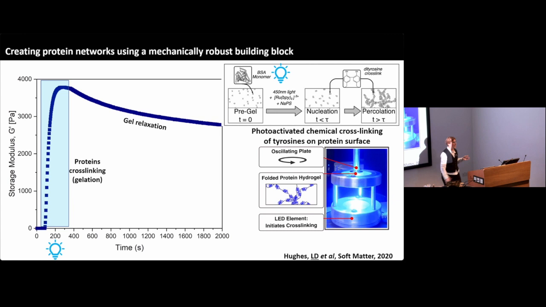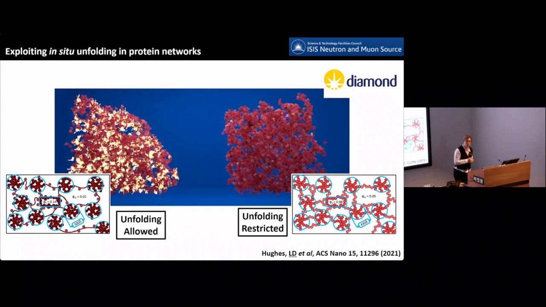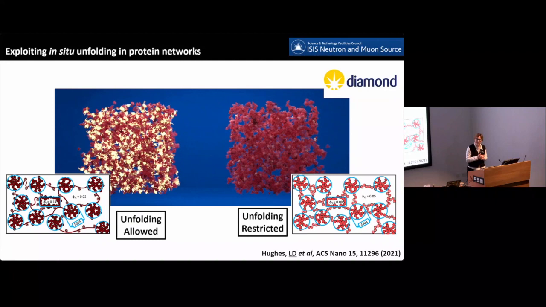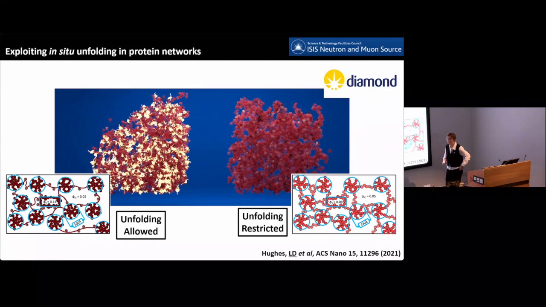And there are two features that we're really interested in: how these networks form, so the network formation, and how these networks relax with time. What are the dynamic properties of this network, and how does the mechanics of the system change with time? The other thing that we're interested in is what these structures look like. And for that, we rely on scattering, small-angle scattering, both with X-rays and neutrons at the ISIS facility and the Diamond Light Source. So this gives you a bit of a snapshot of what we see.